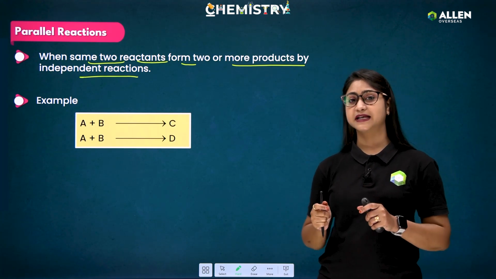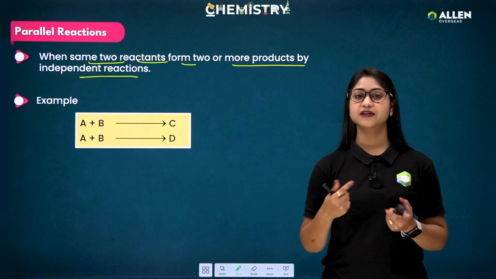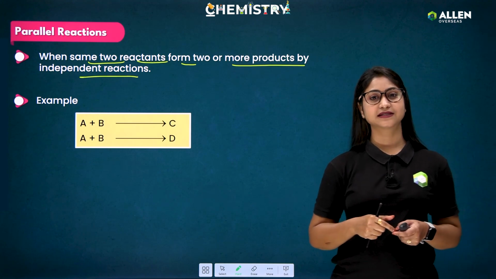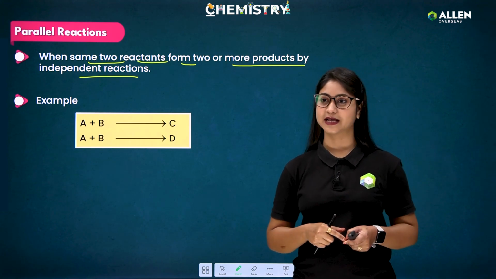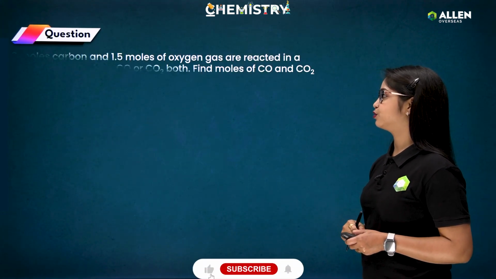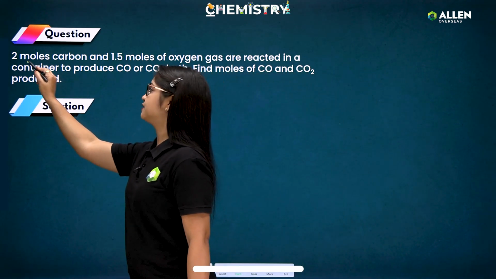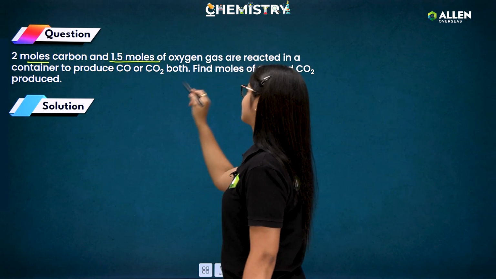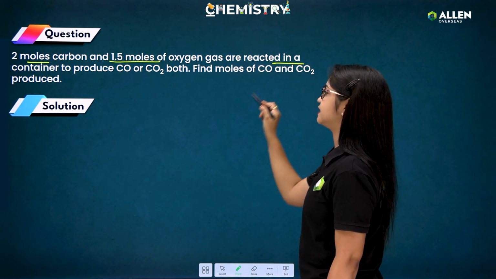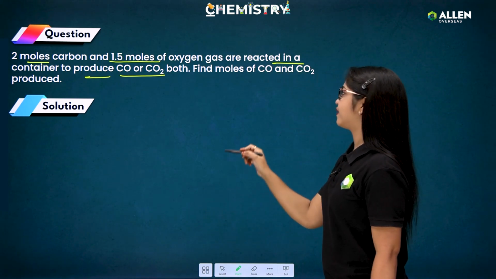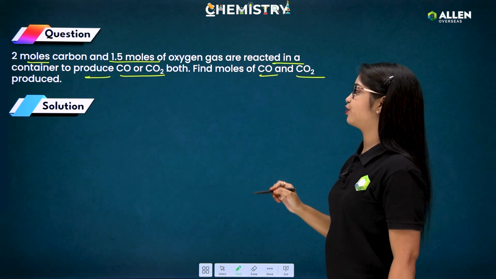Basically, here we have two methods. I will tell you about the second method also. So let's understand this reaction by taking an example. Here we have the question: 2 moles of carbon and 1.5 moles of oxygen gas are reacted in a container to produce CO or CO2 both. Find moles of CO and CO2 produced.